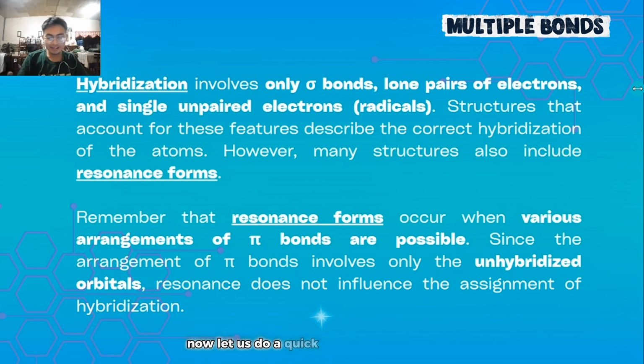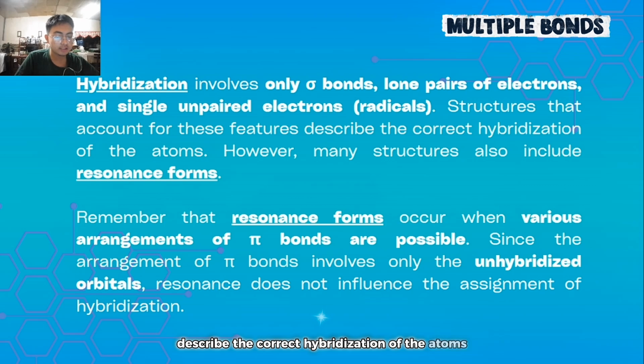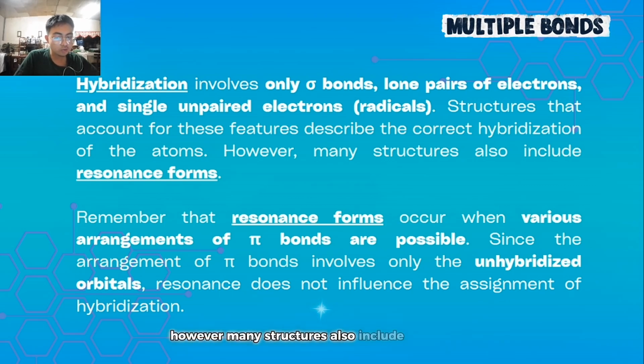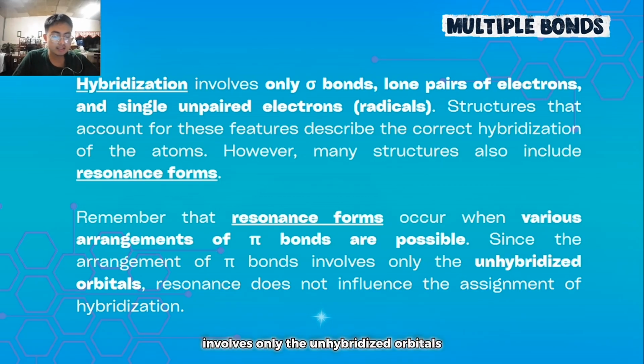Now, let us do a quick recap of hybridization. Hybridization involves only sigma bonds, lone pairs of electrons, and single unpaired electrons or radicals. Structures that account for these features describe the correct hybridization of the atoms. However, many structures also include resonance forms. Remember that resonance forms occur when various arrangements of pi bonds are possible. Since the arrangement of pi bonds involves only the unhybridized orbitals, resonance does not influence the assignment of hybridization.